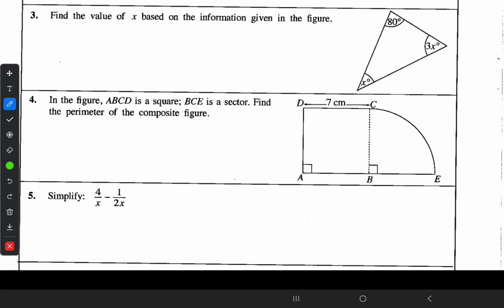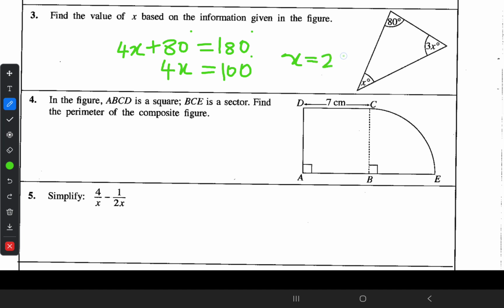Okay, so x plus 3x. X plus 3x means 4x plus 80 equals 180, the sum of interior angles in a triangle. Then 4x equals 180, and the plus 80 becomes a negative 80. So 180 minus 80 is 100. To find x, you should divide 100 by 4. X equals 25 degrees.